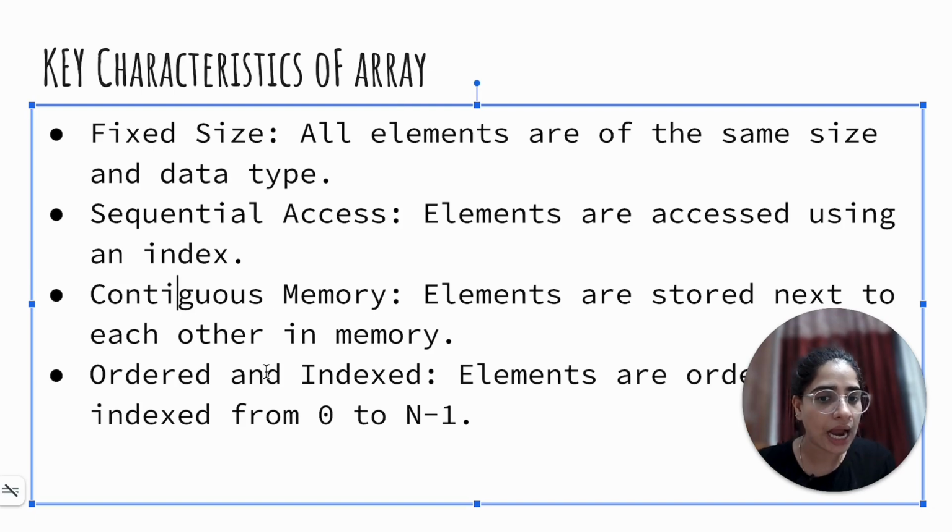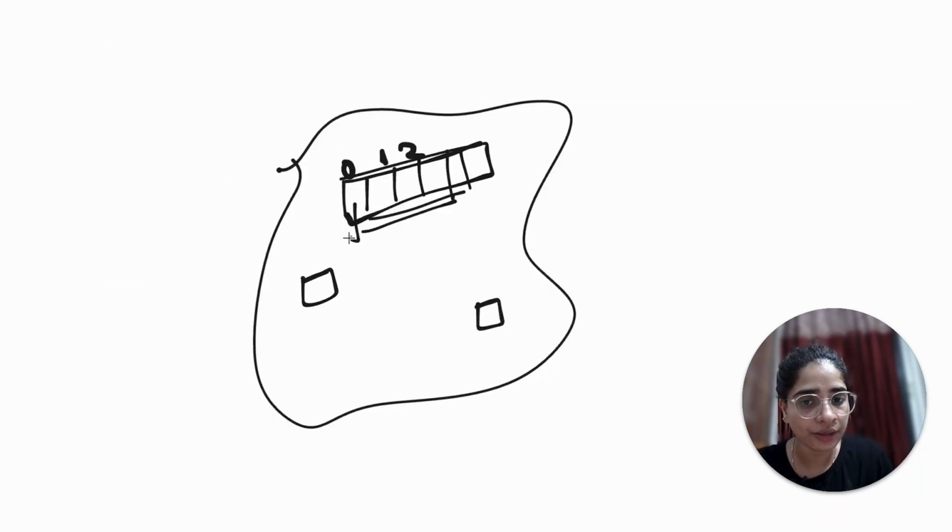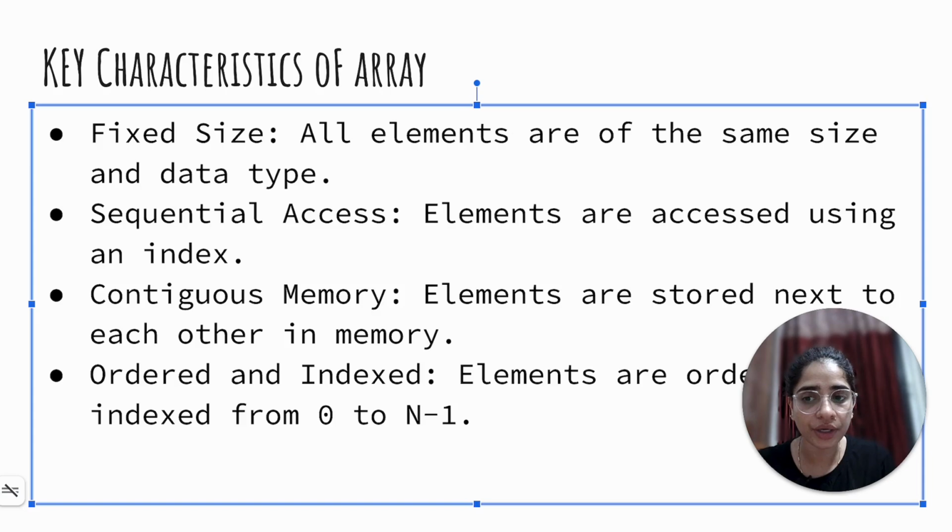Then ordered and indexed. So let's say you inserted 10 at the 0th index and you inserted 12 at the first index. So that means you inserted it in a manner, right, that the 0th index has the value 10. So that means it is ordered.